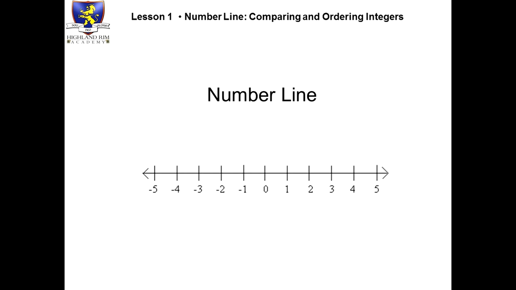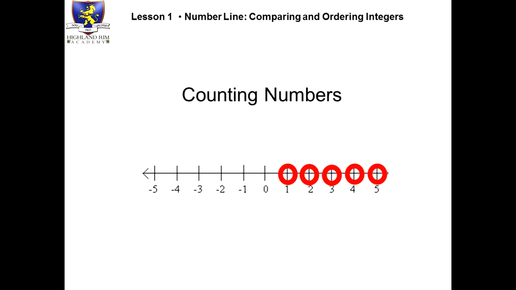Now, we're going to use the number line to talk about different sets of numbers. And the first set that we're going to talk about is the counting numbers. Now, you remember counting numbers. Ever since you played hide and go seek the first time, you counted. And you counted 1, 2, 3, 4, 5. So that's what the counting numbers are. You don't start counting at 0.